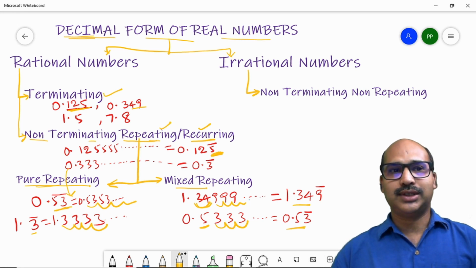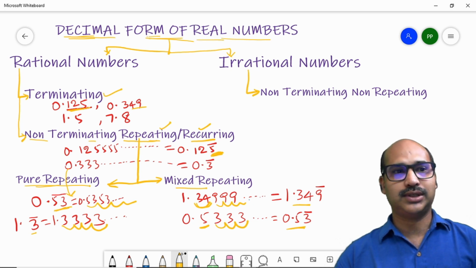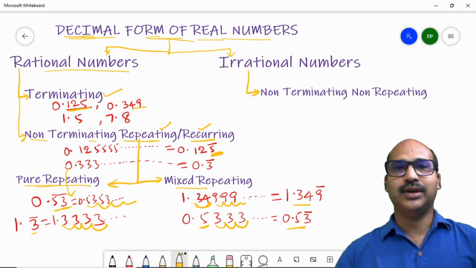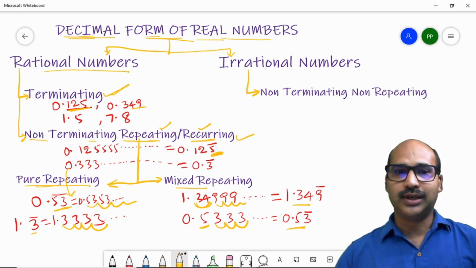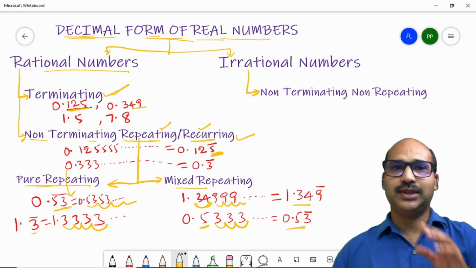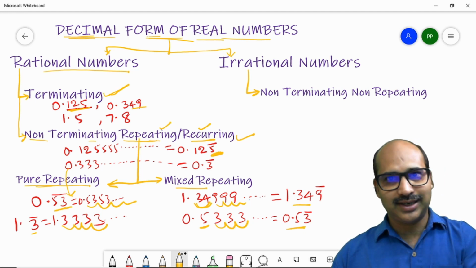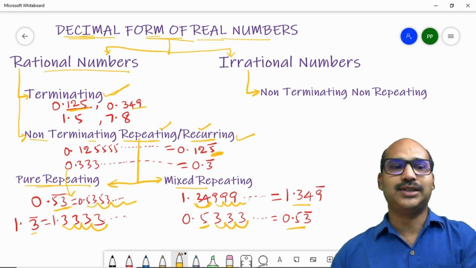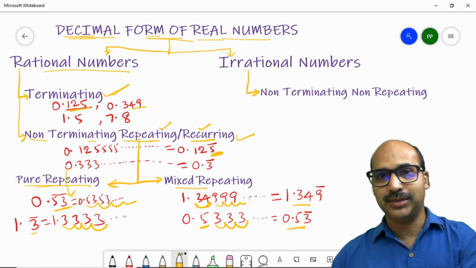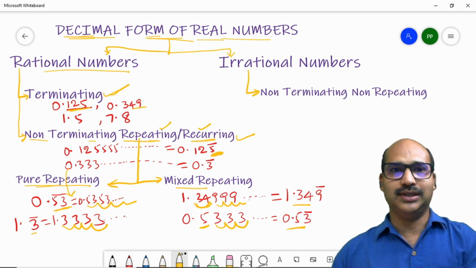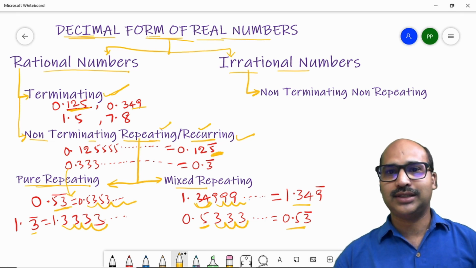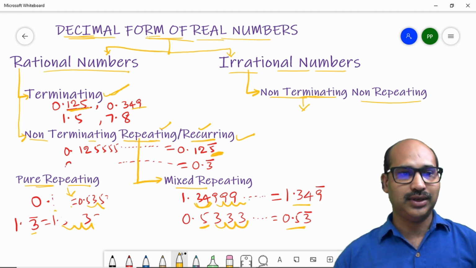So now what do you understand from this decimal form of real numbers? These rational numbers are broadly two types, either terminating decimal or non-terminating repeating decimal. When the rational number is converted into its decimal equivalent, either it can be terminated, where we see remainder as 0, or we see a repeating structure, whether pure or mixed repeating. But in the case of irrational numbers, they are non-terminating, non-repeating.